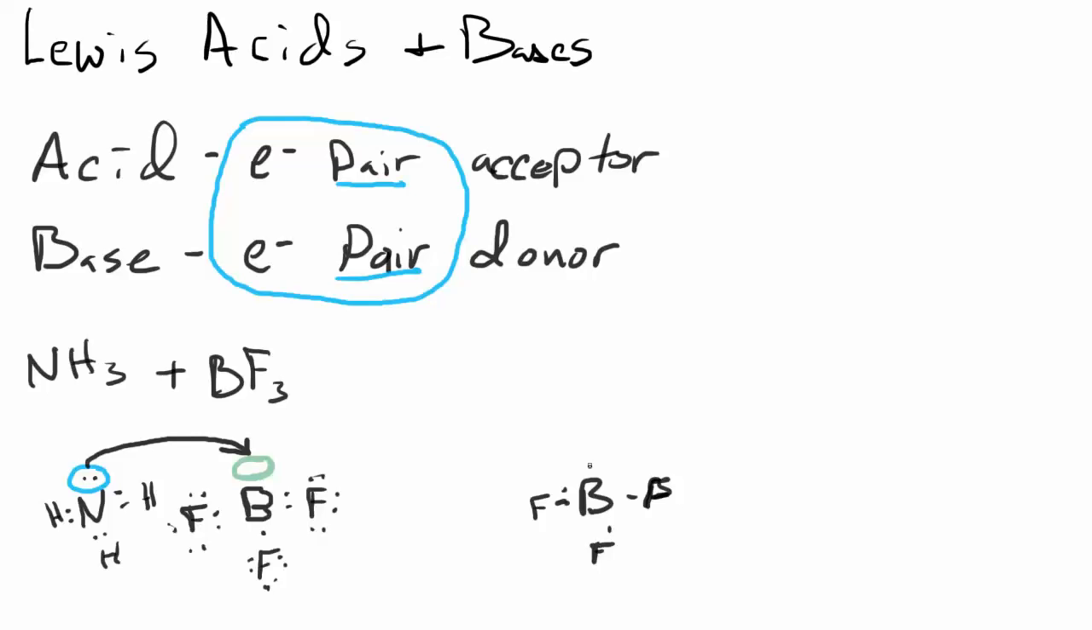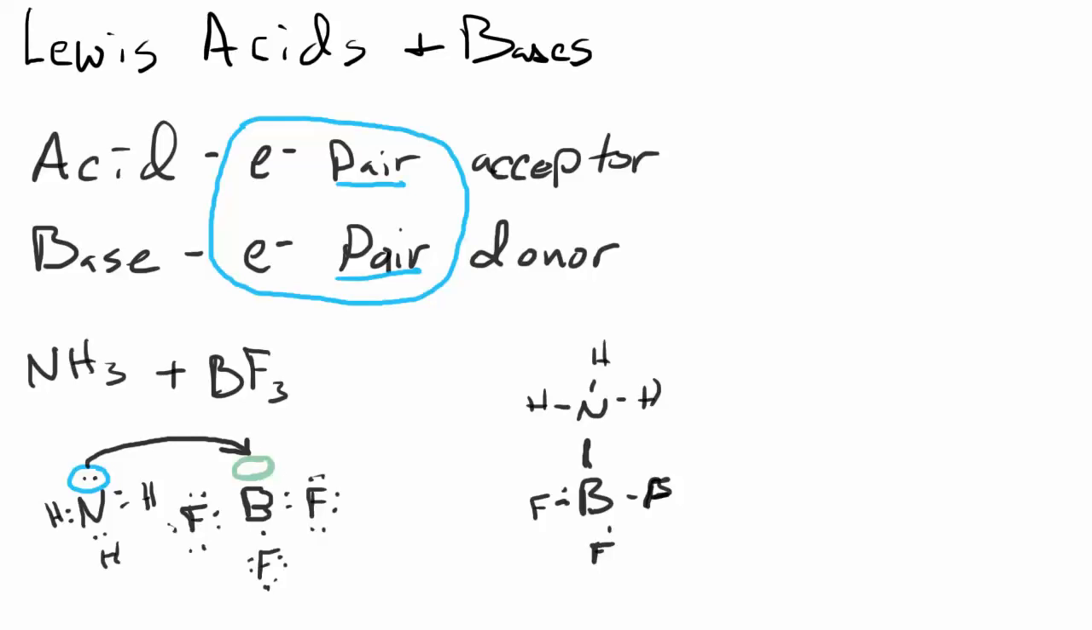And then it forms a bond through the shared pair of electrons with the ammonia, which is kind of like this. It makes a big, weird, complex molecule. But that's basically what's happening. This is a Lewis acid-base reaction because the ammonia is donating its electron pair to the boron trifluoride.